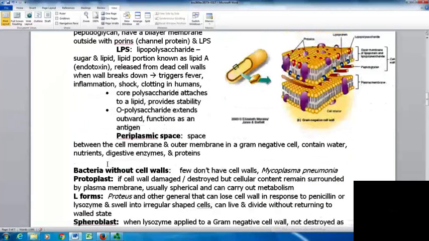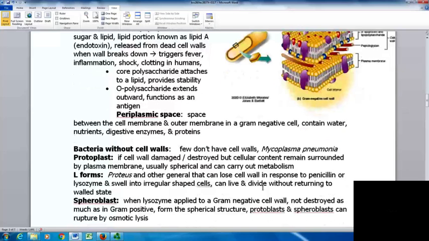There are a few bacteria that don't have cell walls. This includes Mycoplasma pneumoniae. A protoplast is what you would have if the cell wall is damaged or destroyed, but the cellular content remains surrounded by the plasma membrane. They're usually spherical, and they can carry out metabolism.